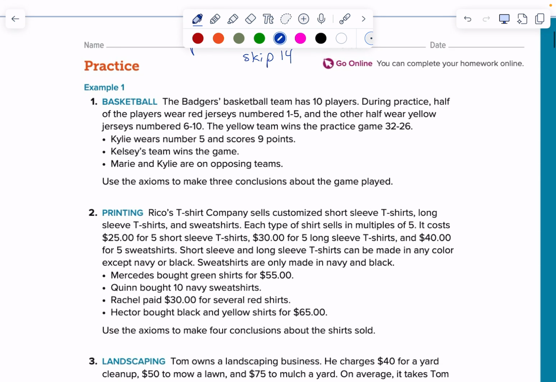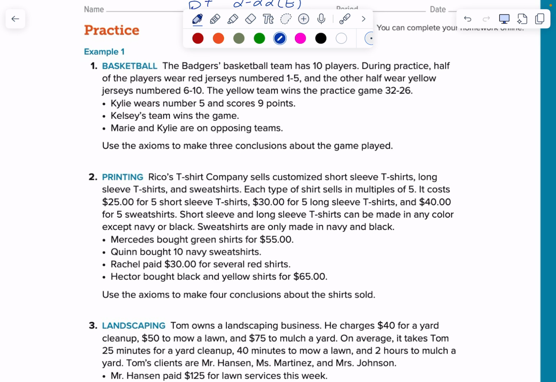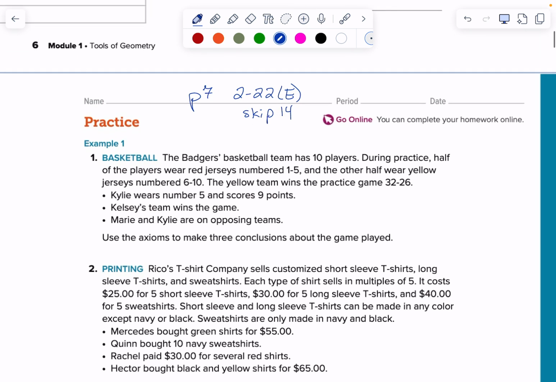Let's do number 2, because the first example had those little crazy weird animals that are red and blue. They don't give you graphics and pictures for each one of these homework problems. So you have to come up with your own little way of organizing your thoughts. I'm going to show you how to do that on number 2.